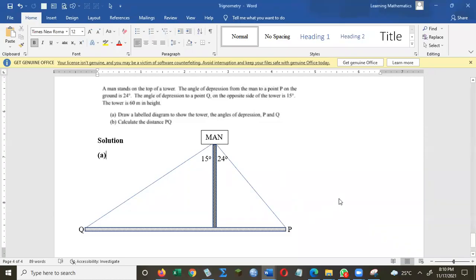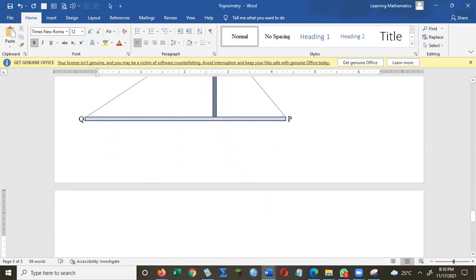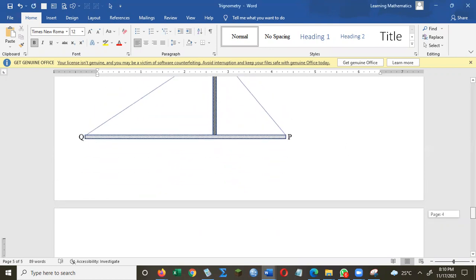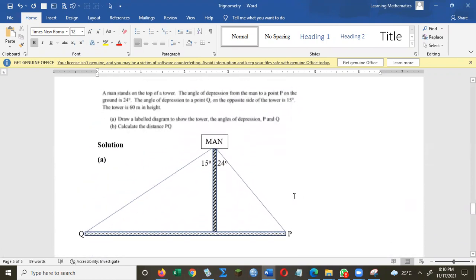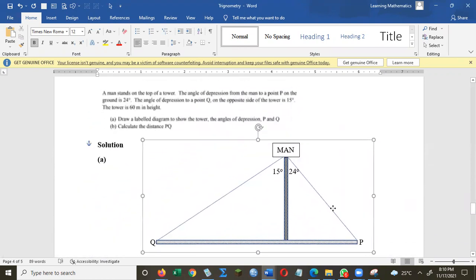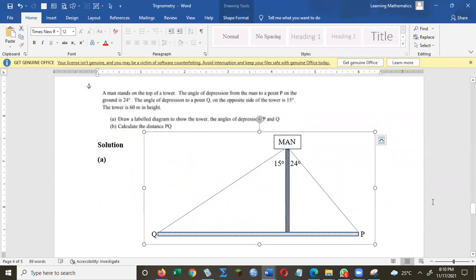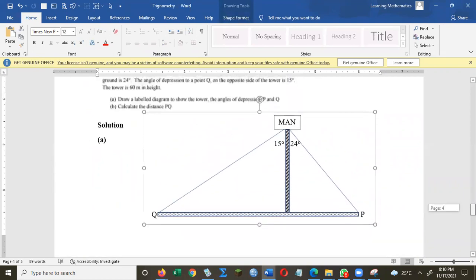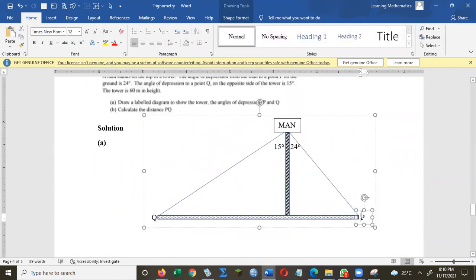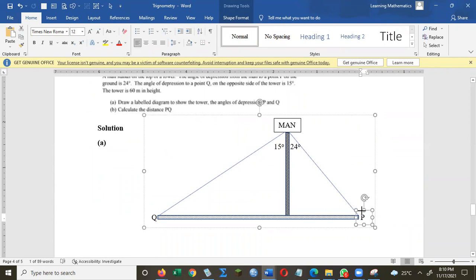Right, so we move on to part B. It says to calculate the distance PQ. So what we can do is create a point called T. Let's say T for tower, but you can use any letter. You can use W, you can use X. But let's call that T for tower.